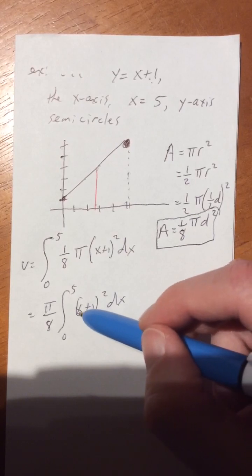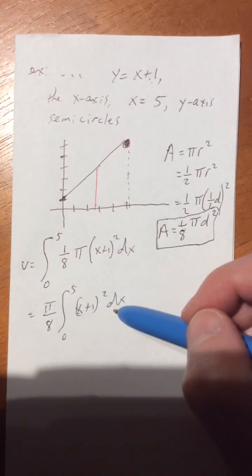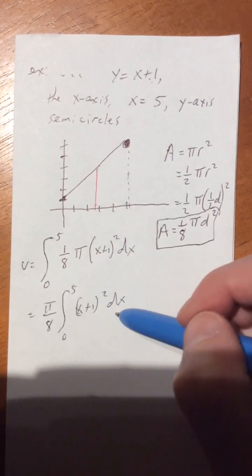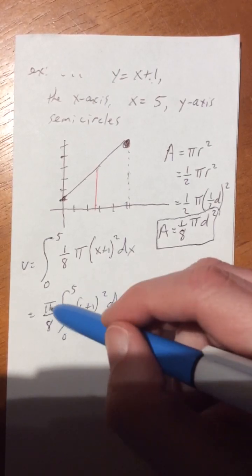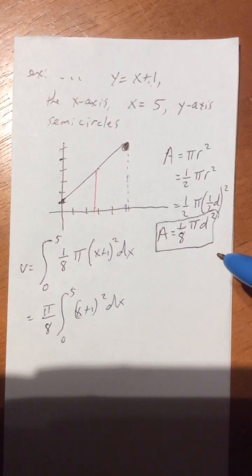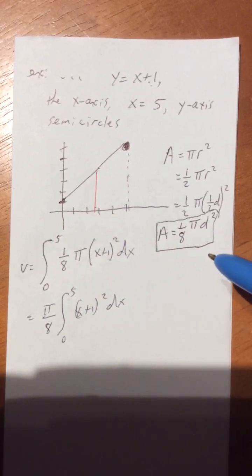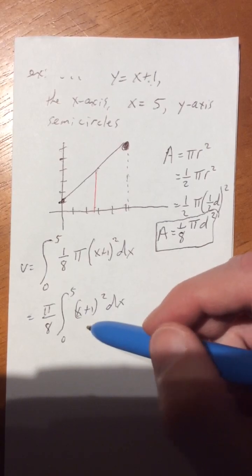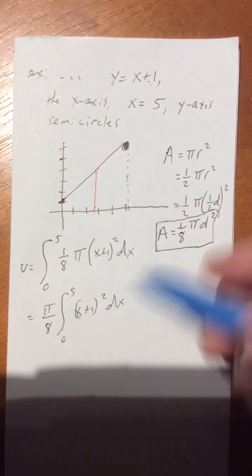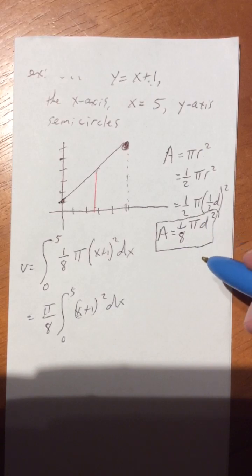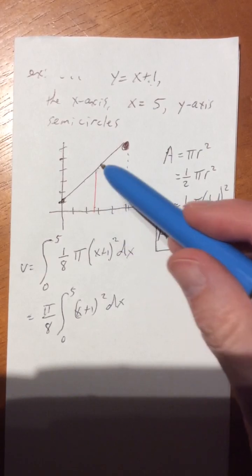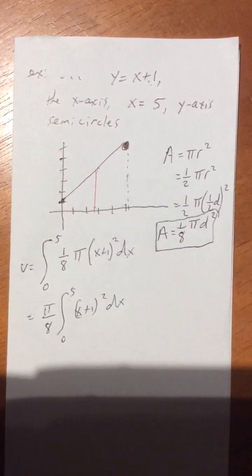But anyway, we could also just square this out, integrate each of the pieces, plug in 5, plug in 0, do the subtraction, and then multiply that whole result by pi over 8, and we'd have our answer. And again, I'm just saving some time here, not doing the integration because I'm totally confident that you can all integrate x squared plus 2x plus 1 and plug in 5 and 0. Totally got that. Okay, so this is semicircles being grown out of this situation right here.